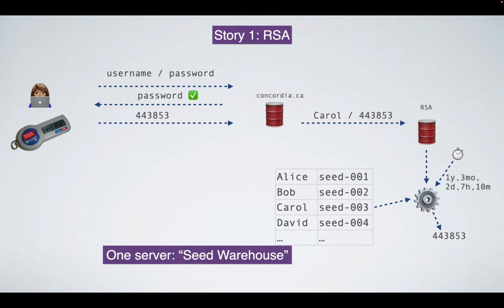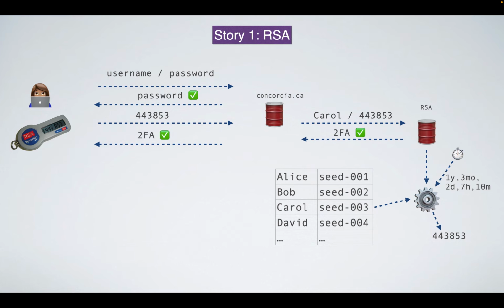And then if everything works out, they'll figure out what the seed should be, and they'll say, okay, the seed should be 443853, and that's exactly what Concordia is telling us the user entered, so we'll say that's valid. They'll relay that information back to Concordia, and then Concordia will log the user in at that point.